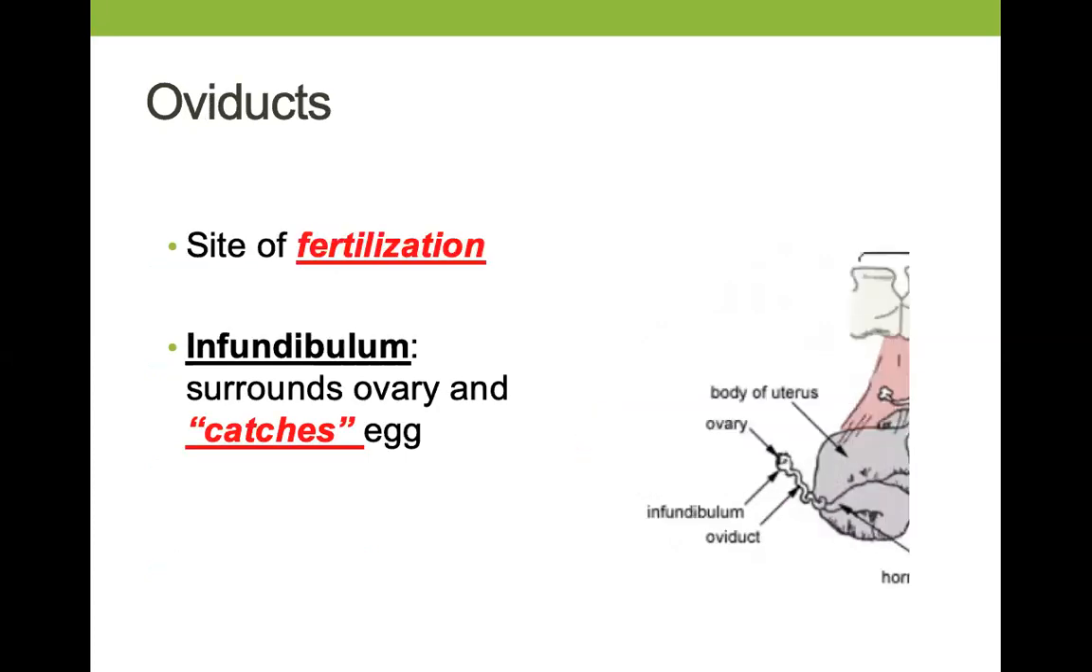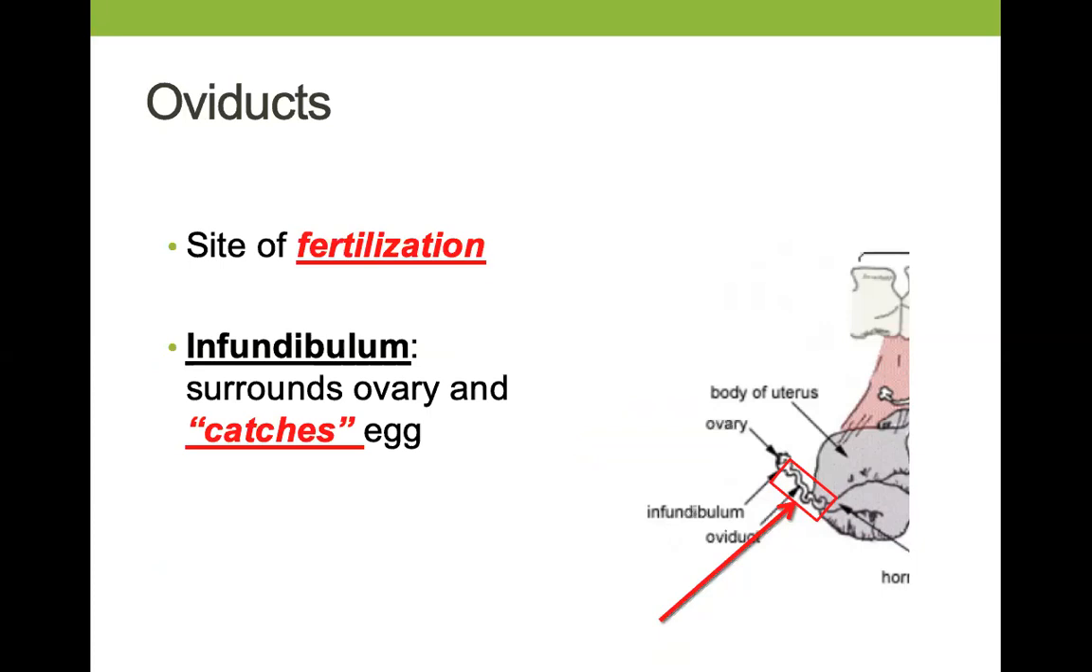So the oviducts are next. The oviducts are these tiny little tubes that essentially connect the ovary to the uterus. And this is where fertilization is taking place. So that means that the sperm have to get all the way up into the oviduct in order for fertilization to happen. And there's a lot of really cool ways this occurs.